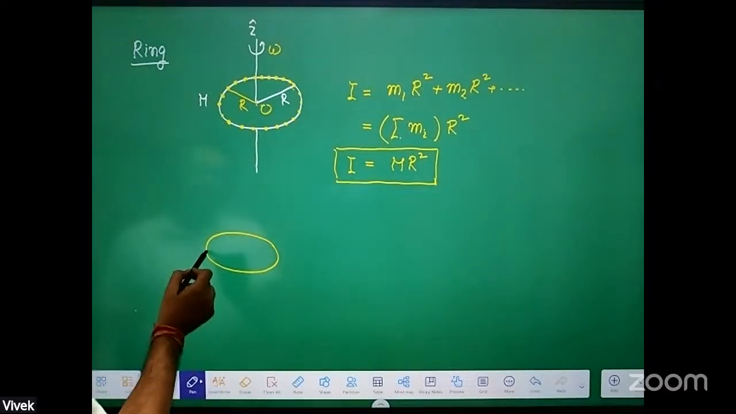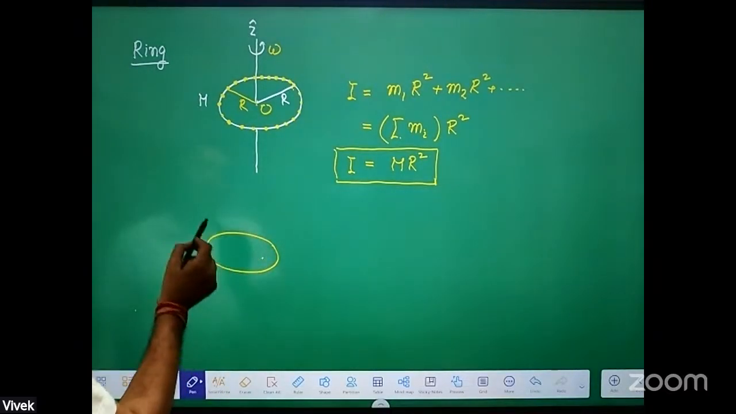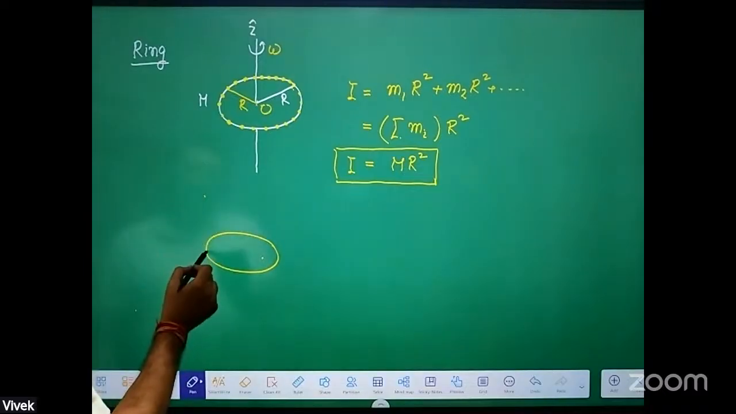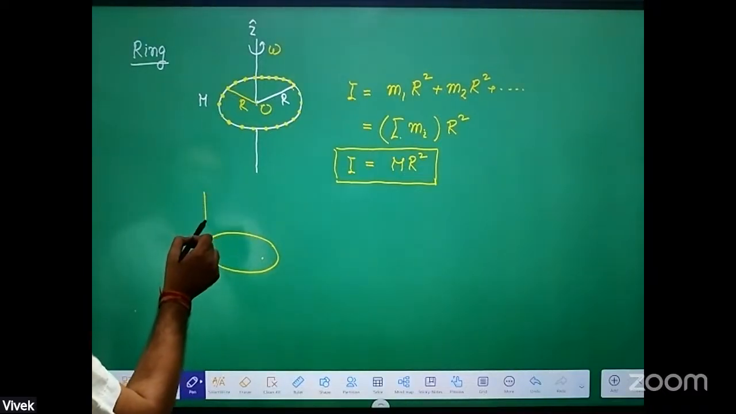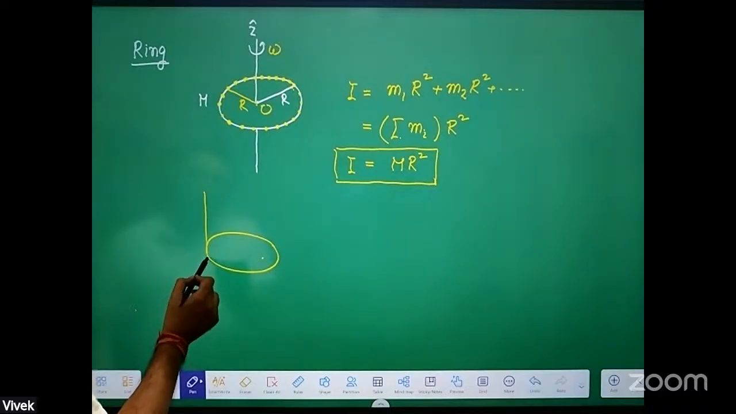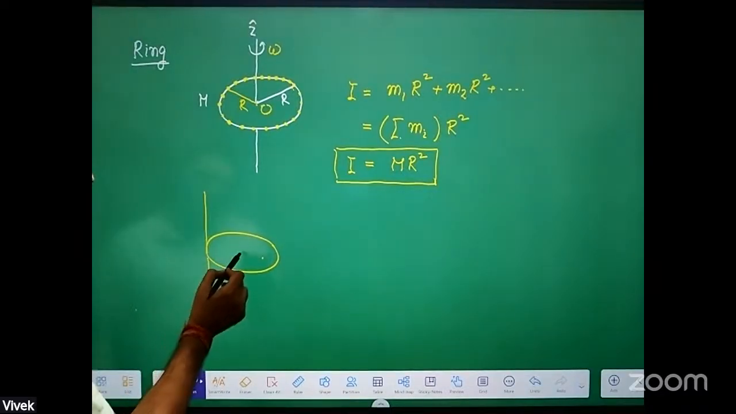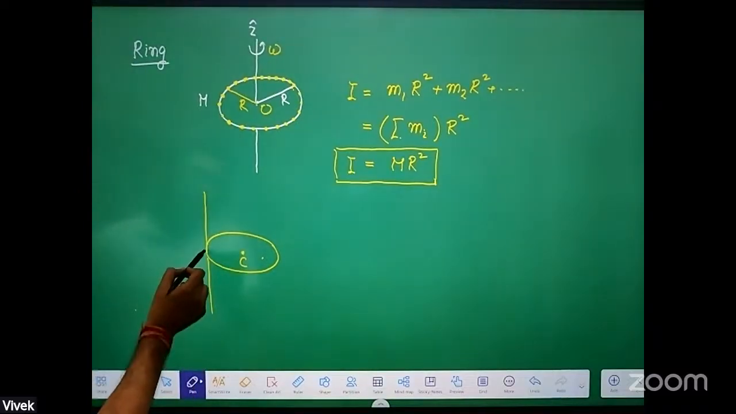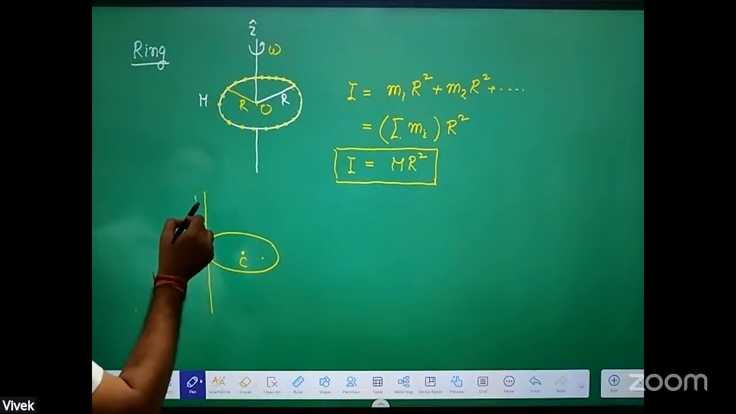this disk you want to rotate, not this ring, sorry. We are dealing with the ring. Suppose we are rotating this ring about this axis. This is an axis like this. This is the center of the ring, and it is rotating about this axis like this.